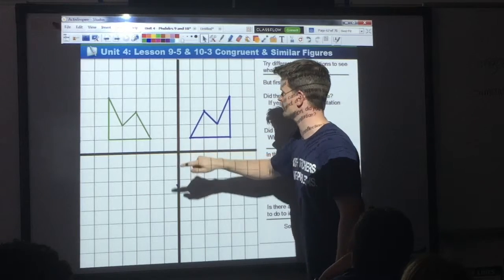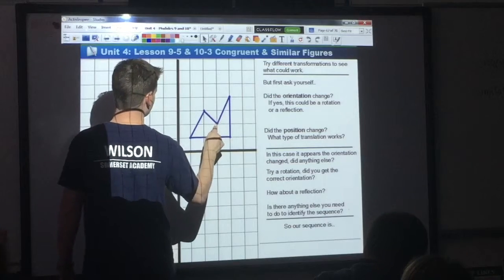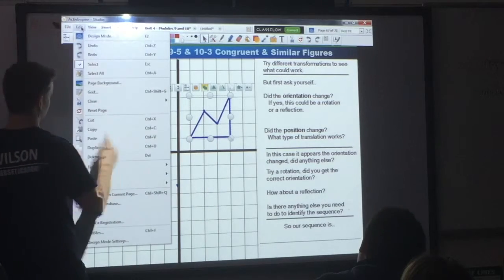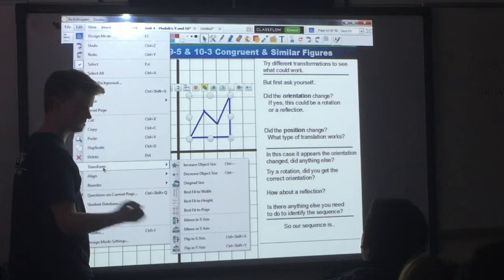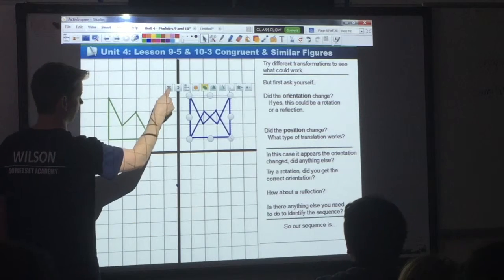And what we're going to do is we are going to reflect this figure. Let's reflect you. Come here. And transform. And let's flip you across which axis? Y. We'll flip him.